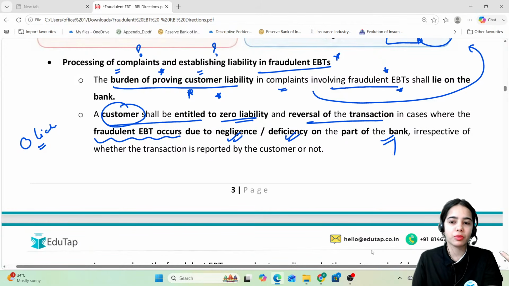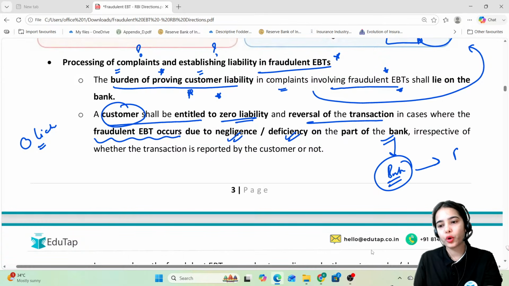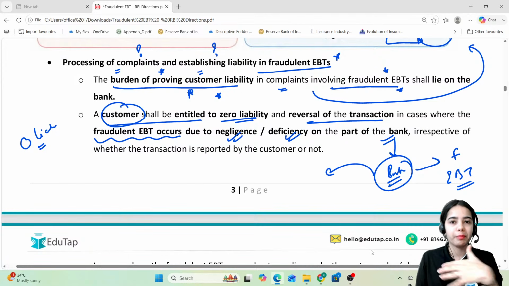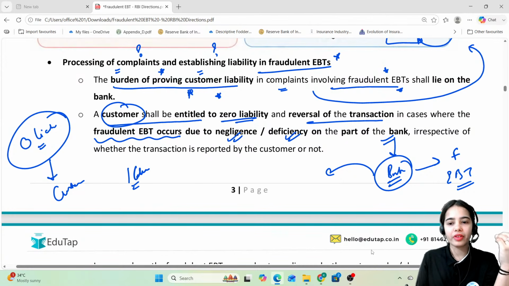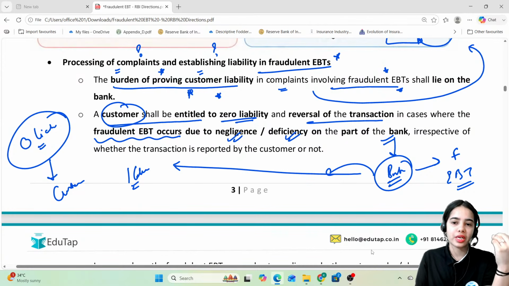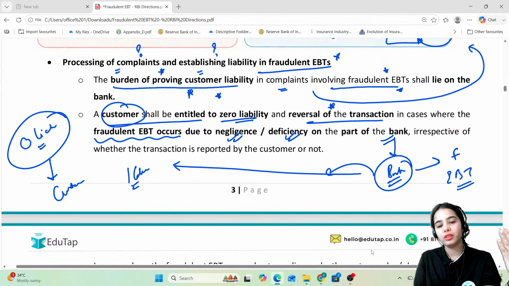So if it is the responsibility of the bank, if it is because of the bank that the fraudulent electronic banking transaction could be done, the bank should take the complete responsibility, or the bank has the maximum responsibility. There is zero liability with the customer. So whatever fraudulent electronic banking transaction, let's say it happened for 1 lakh, the bank will have to do the reversal of the transaction. The bank will have to bear the responsibility.